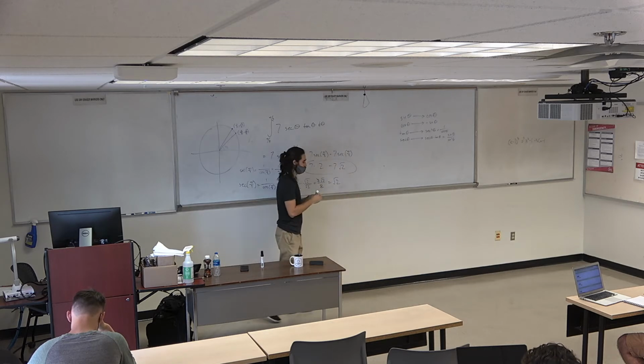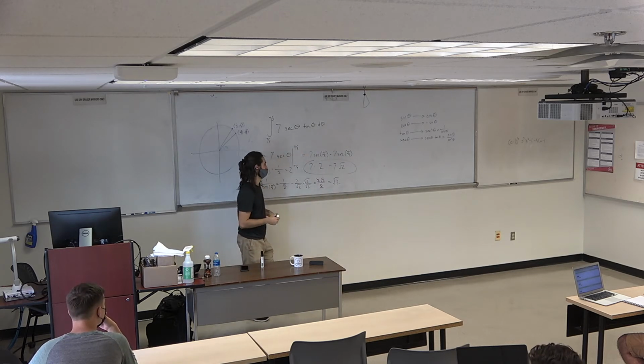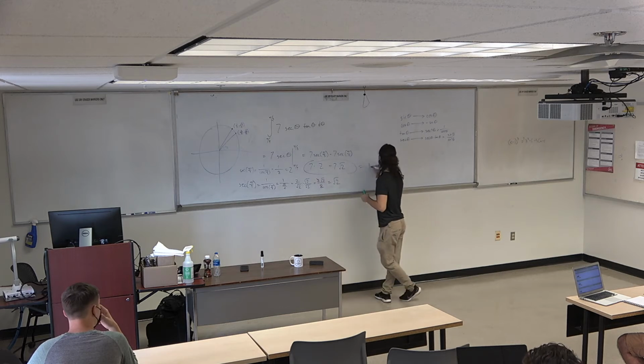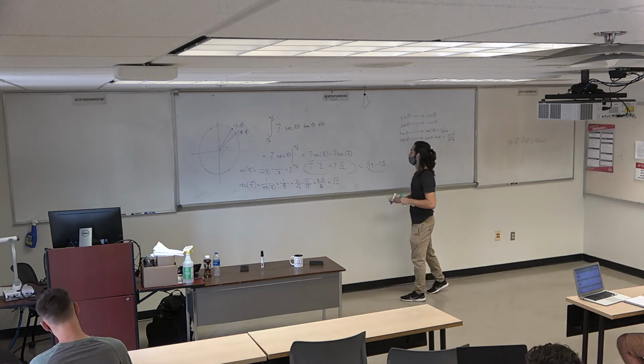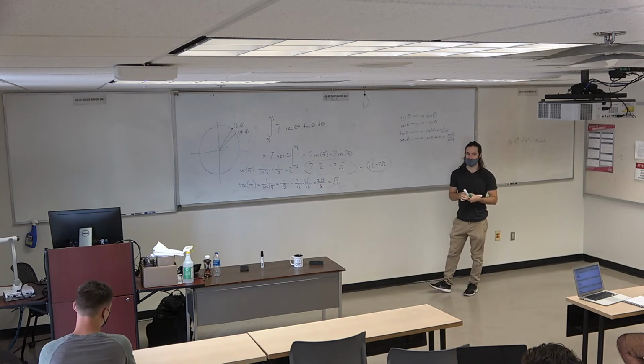So in exact form, that's the answer. Well, I guess I can do a little better than that. 14 minus 7 square root of 2 is the exact answer.